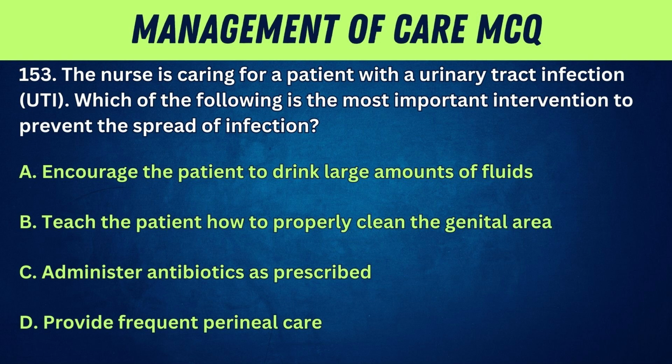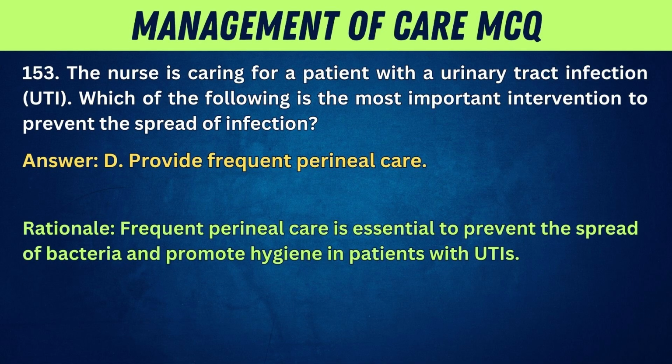A. Encourage the patient to drink large amounts of fluids. B. Teach the patient how to properly clean the genital area. C. Administer antibiotics as prescribed. D. Provide frequent perineal care. Answer: D. Provide frequent perineal care. Rationale: Frequent perineal care is essential to prevent the spread of bacteria and promote hygiene in patients with UTIs.